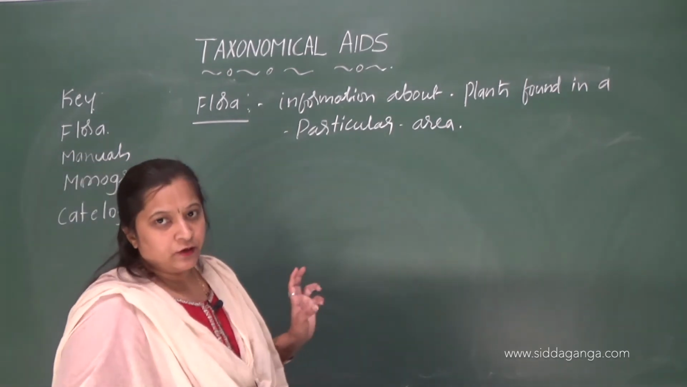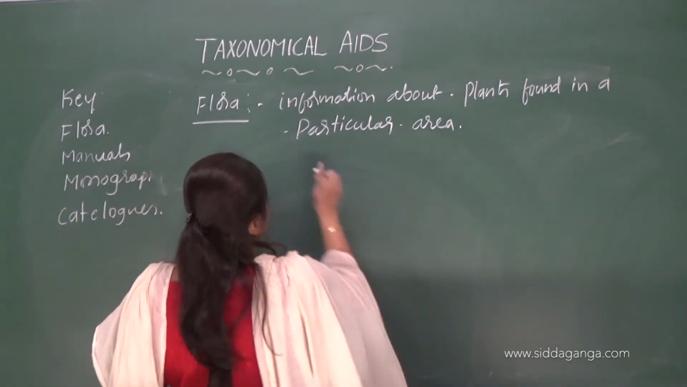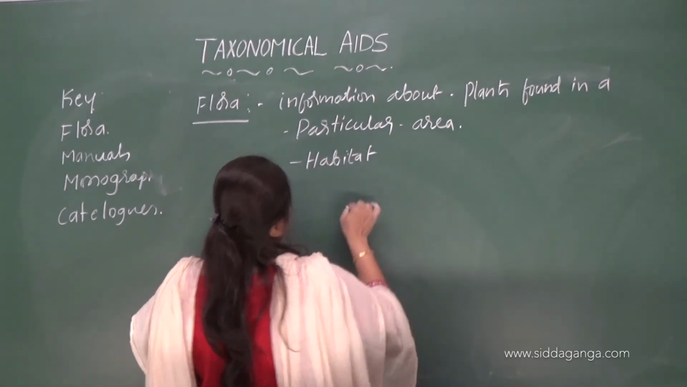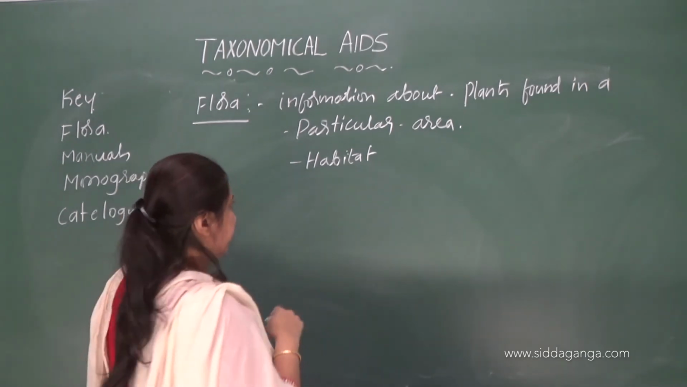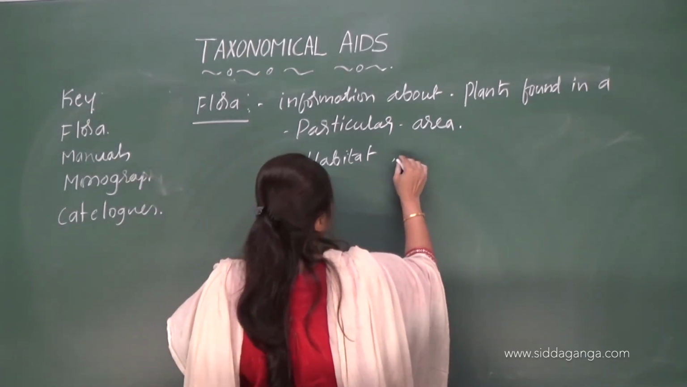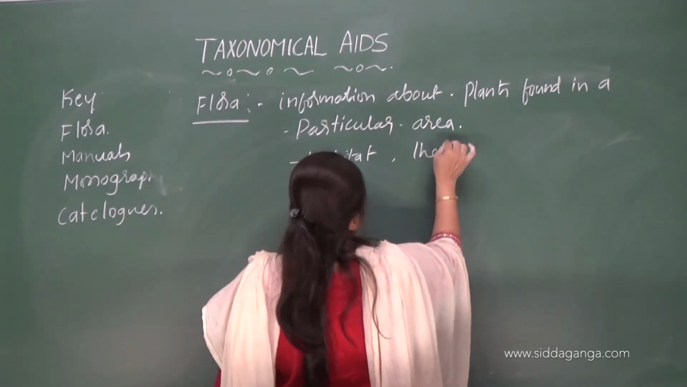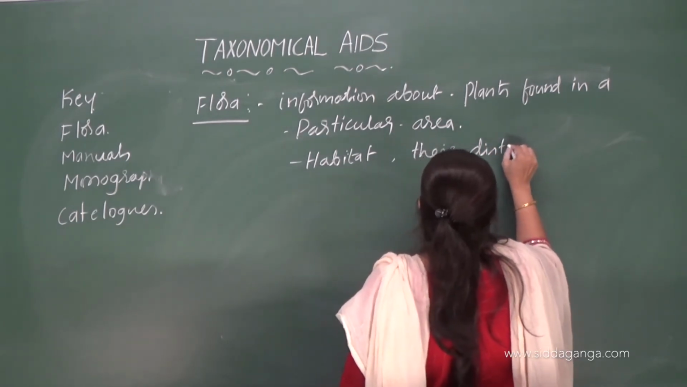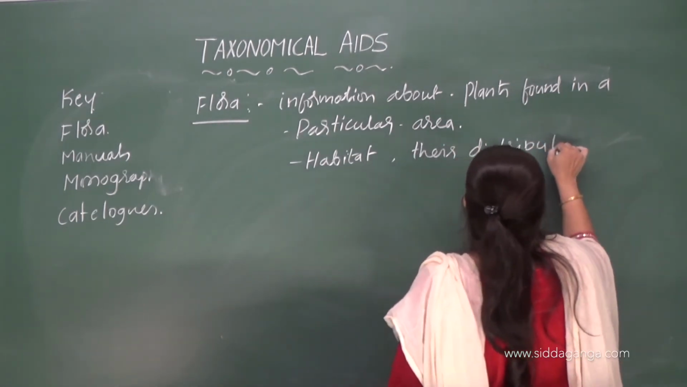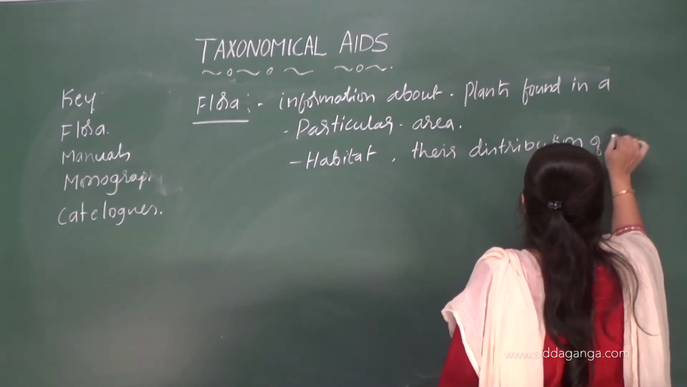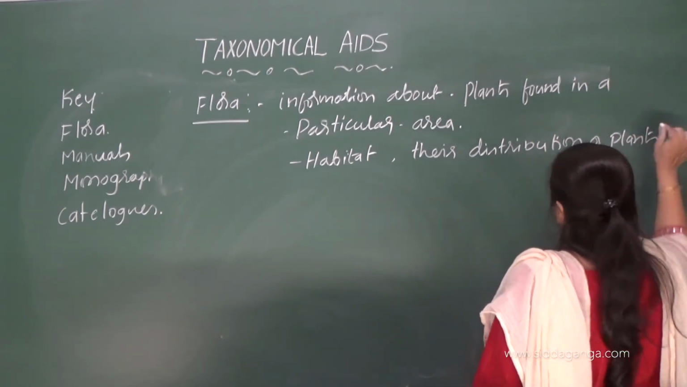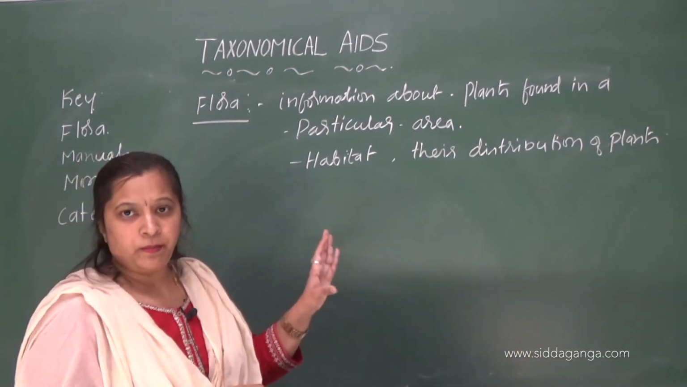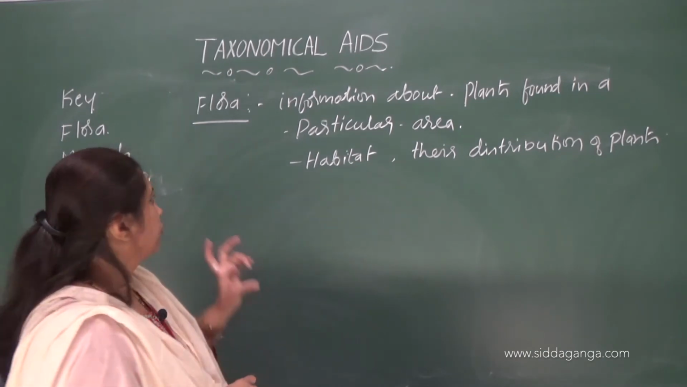Usually it gives information about the habitat, that means where those particular plants are living, the place of living, and also their distribution in a particular area. So actually it provides an index of the plant species found in a particular area. So that is what a flora is.